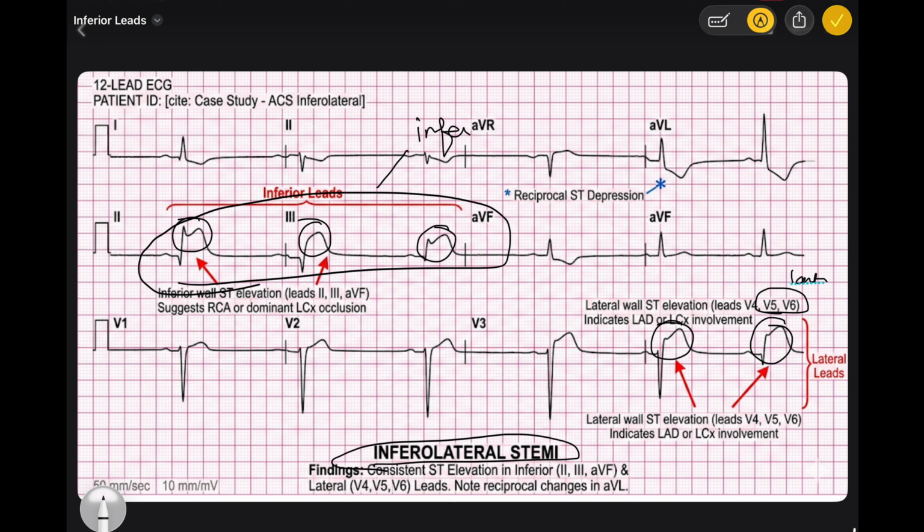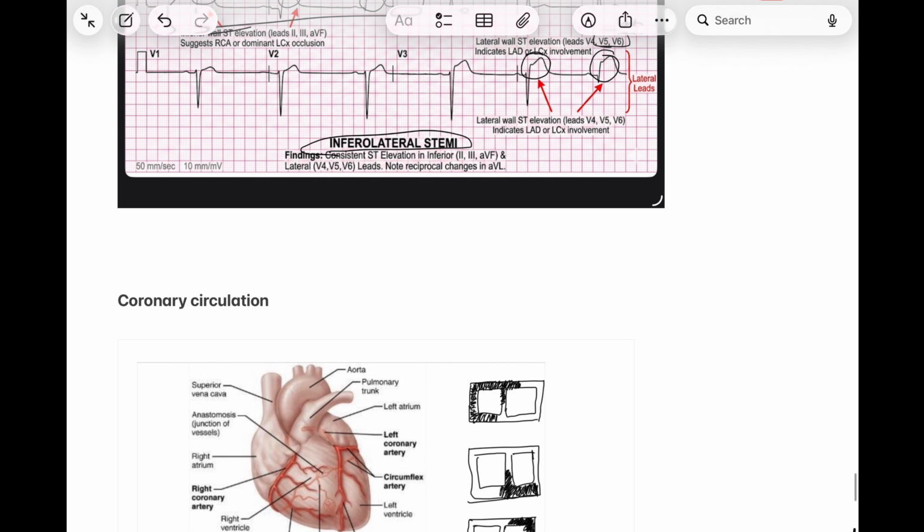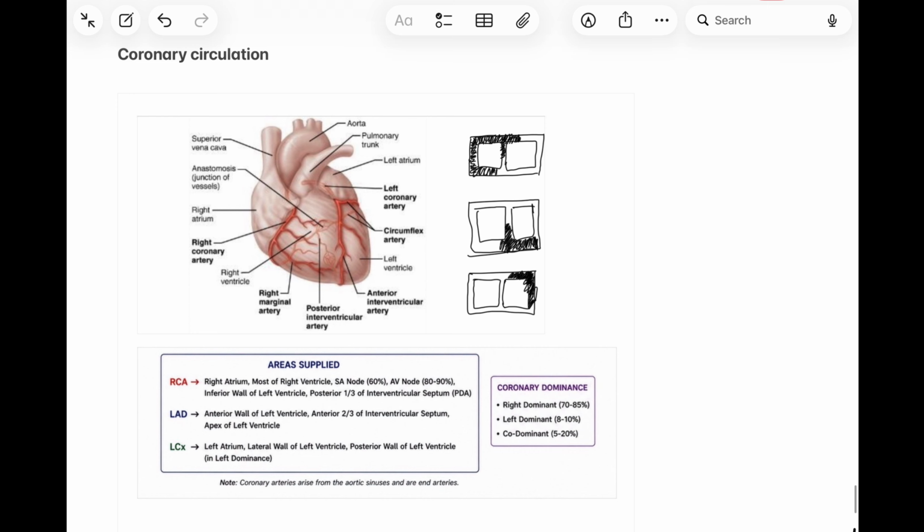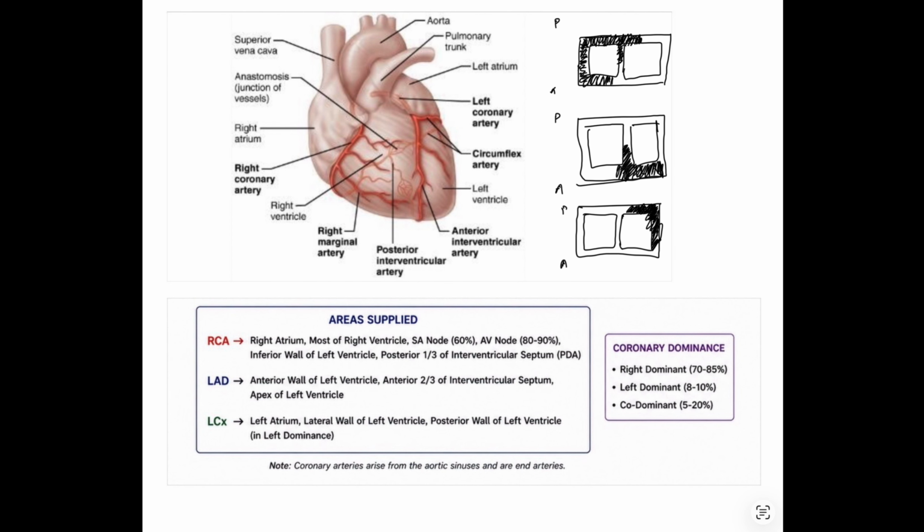What about the reciprocal ST depression? We can appreciate ST depression in the first lead and AVL. So this is the inferolateral STEMI. Now let's talk about the coronary circulation. The main coronary circulation depends upon only two major arteries. The first one is the left coronary artery and the second one is the right coronary artery.